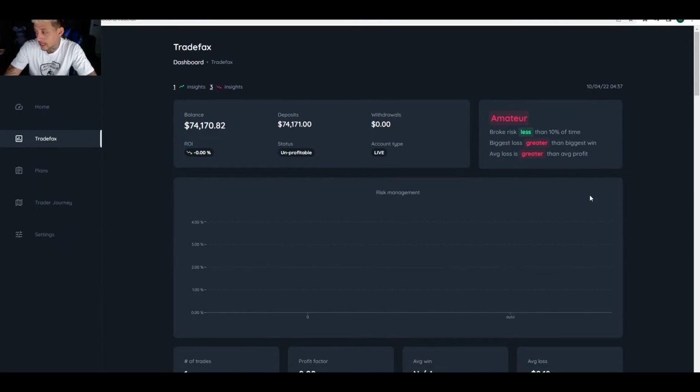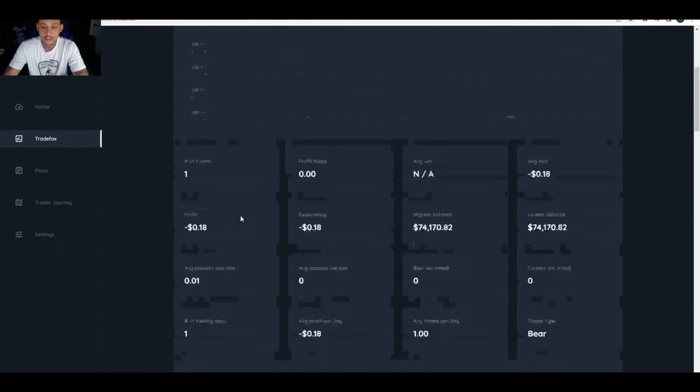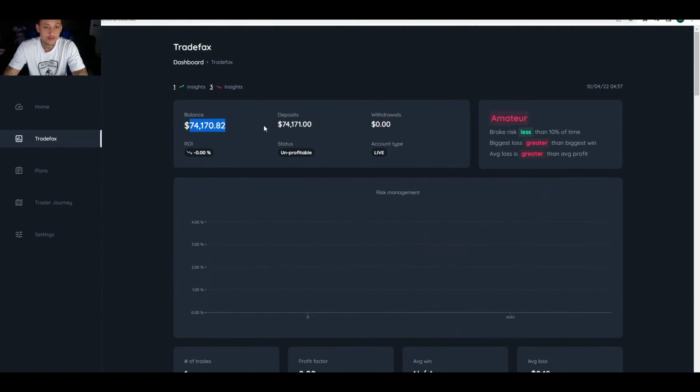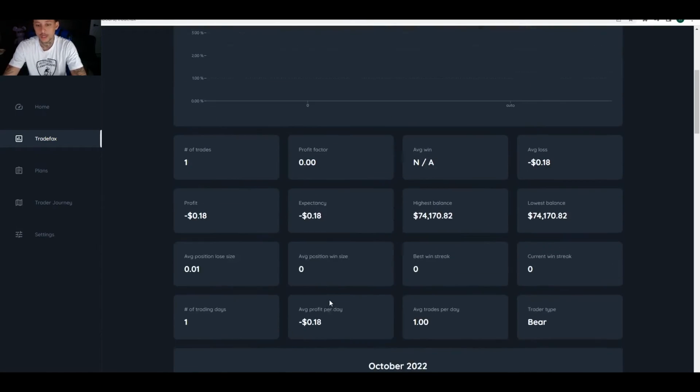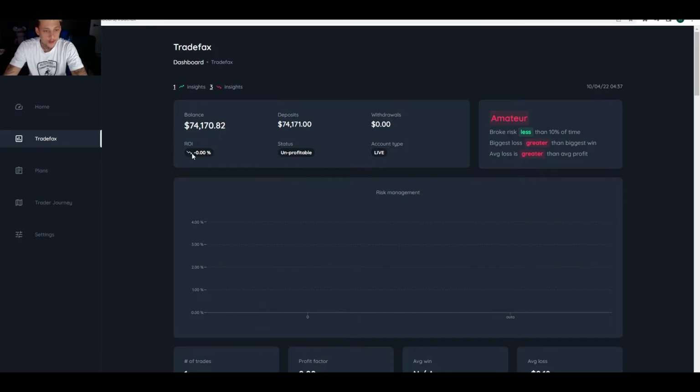this is where you're going to have all the statistics for your account. You're going to have your balance, your deposit, your withdrawals. Obviously, this is where it's going to tell you if your account is profitable or not. Obviously, my account isn't profitable because I just closed the trade at a 2-cent loss. It's going to tell you your overall net ROI and then the account type here.